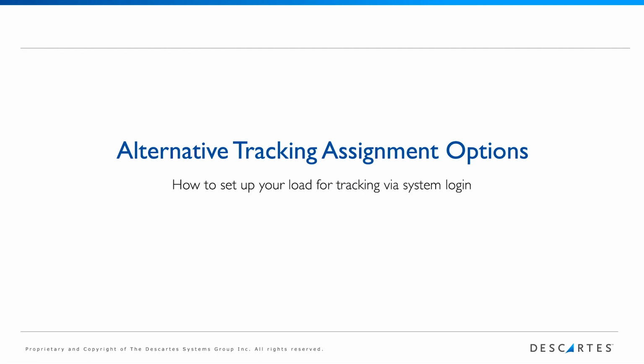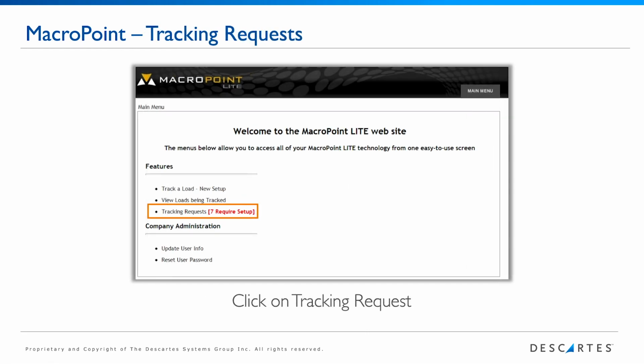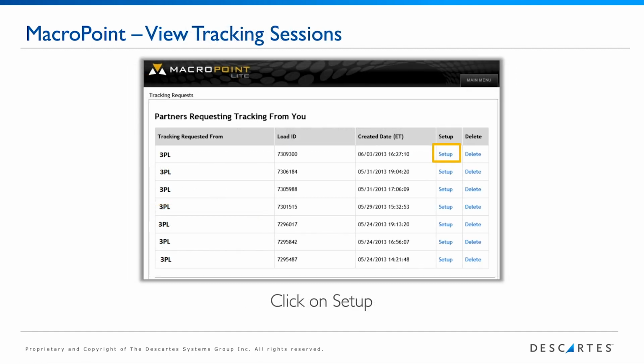Now let's review how to set up your load for tracking via system login. If you do not wish to receive email notifications of the request, or you did not get an email notification for the tracking request, but you know there's an existing one on the site, there's another way to access that request. Simply log into the site through the sign-in page on macropointlite.com. Once you've logged in and are at the main menu, you will see an option under Features that says Tracking Requests, where there will be a selectable red number with the number of requests available for assignment. Once you've clicked Tracking Requests, find the request you need to assign and click Setup.